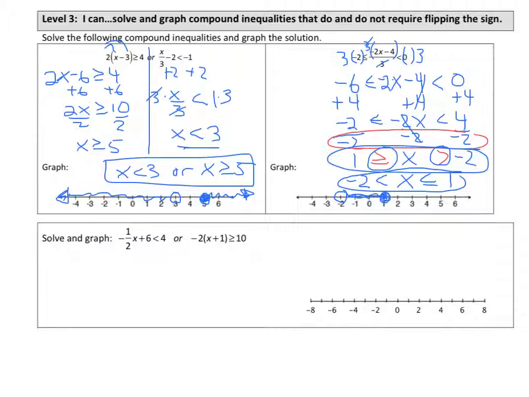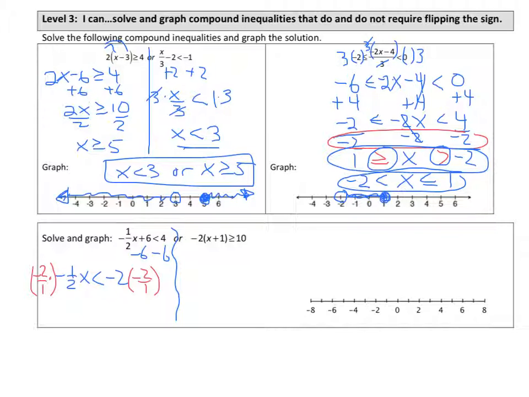Okay, our last example is another example of an OR inequality. So again, I think of it as two different inequalities. I do the left side first. I subtract 6 from both sides. We get negative 1/2 x is less than negative 2. And then to get rid of that negative 1/2, I'm going to multiply both sides by the reciprocal of negative 1/2, which is what you get when you flip it. So I'm going to multiply by negative 2 over 1, and I'm going to multiply the other side by negative 2 over 1 also.